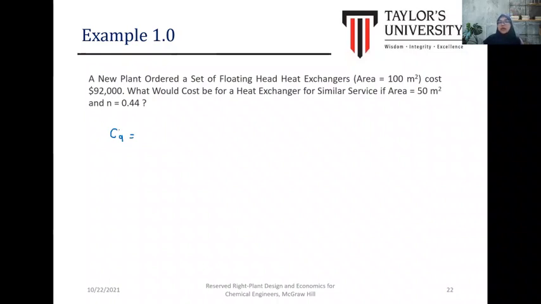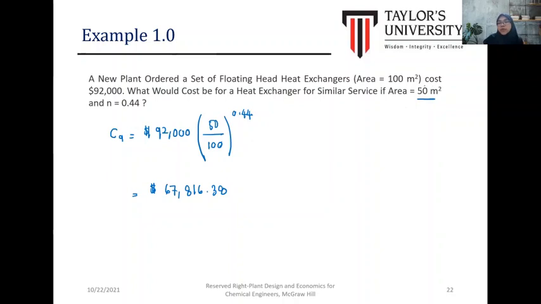So we consider we have CA, the current cost required. CB is 92,000 times the required area, 50 over 100, to the exponent of 0.44. So we can obtain the cost for the current project, which is 67,816.38. This is the cost for the current project with an area of 50 m².